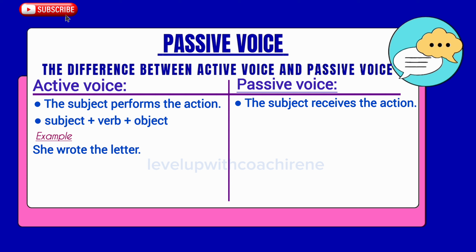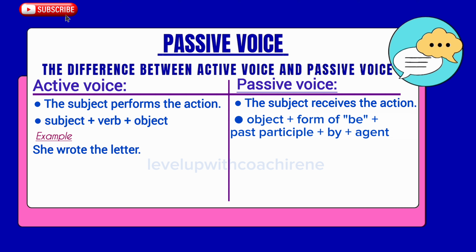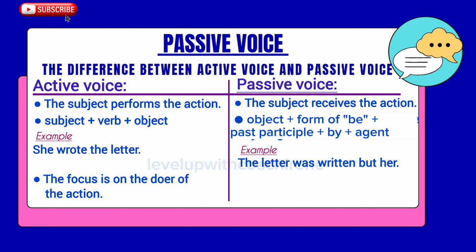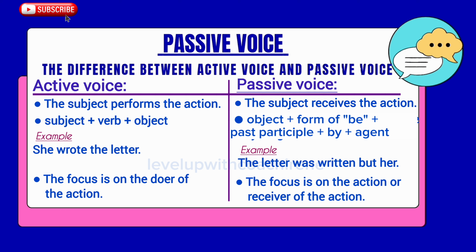Whilst the structure of the passive voice is be plus past participle. That is, object plus form of be plus past participle plus by plus agent. For example, the letter was written by her. For active voice, the focus is on the doer of the action, whilst for passive voice, the focus is on the action or receiver of the action.